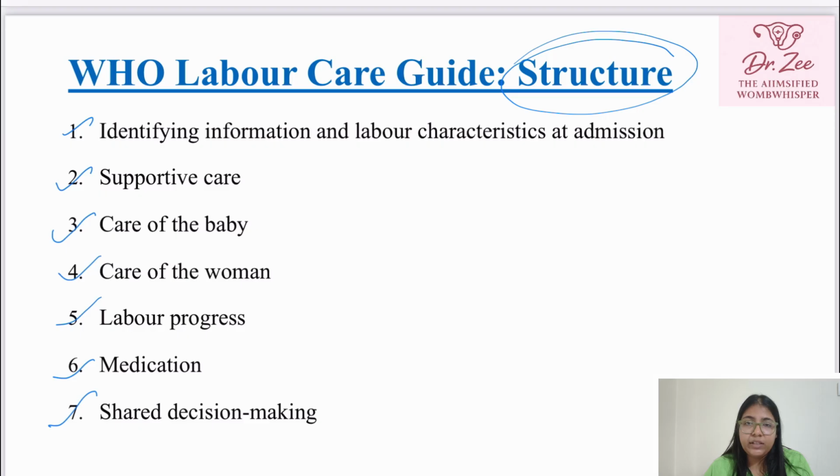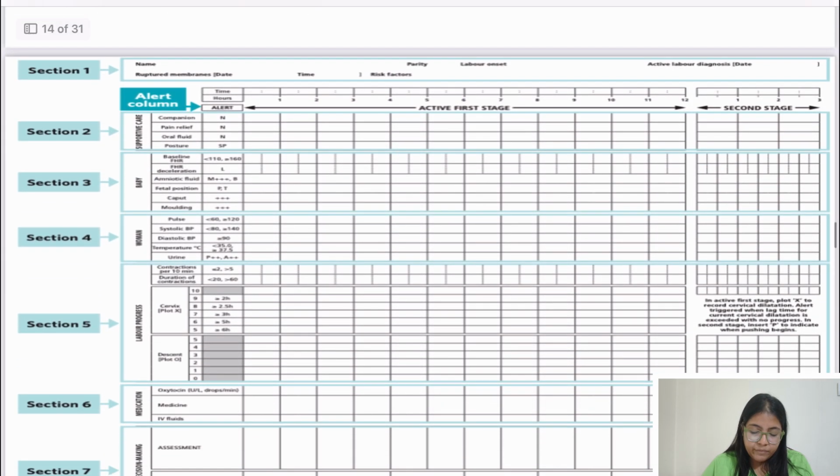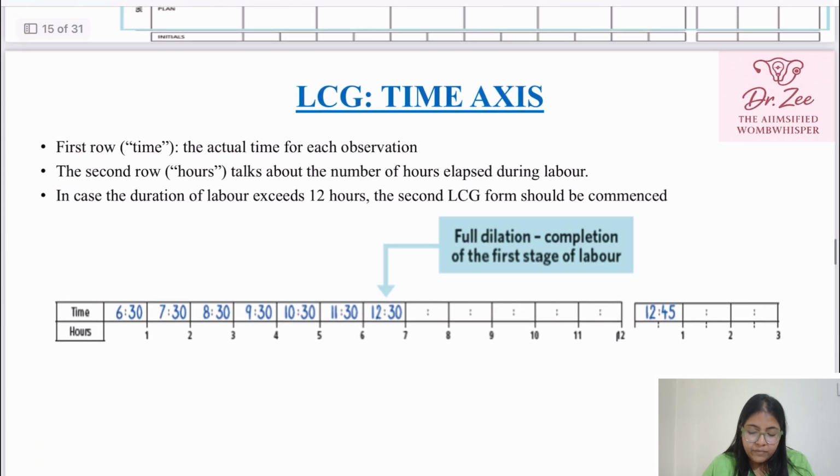Each section I'll be talking about in detail with you. So in the first section there are patient details. Okay, and there is the time axis. So similarly as it was in partograph, there is time and hour axis. You plot the actual time when you begin plotting the LCG, what was the time, 6:30 AM, PM, whatever, and then in hour as it was there, first hour, second hour. And as you can see, here are 2 sections. This is for first stage of labor after 5 centimeter dilatation, and this is for the second stage of labor.